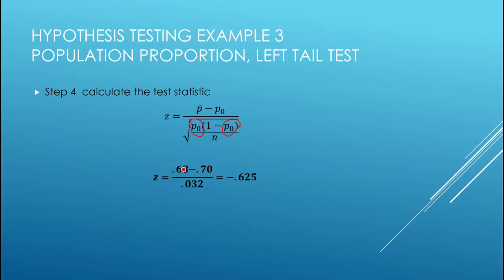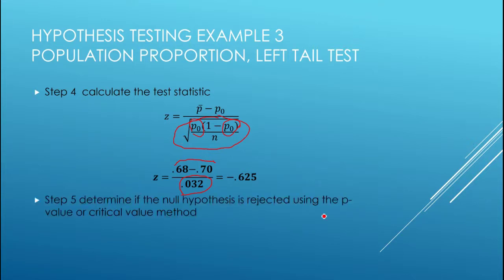So once again, we've got 0.68 minus 0.7. That's our 2-point difference between our sample evidence and our null hypothesis when it holds with equality. And I don't want the raw difference, I want to standardize that. So I divide by 0.032, which is the standard error of the estimate. So what I find is that I'm 0.625 standard deviations below the hypothesized value of 0.7. The question is, is that far enough below to reject the null hypothesis? So we'll determine that by using the p-value approach or the critical value method, one or the other.